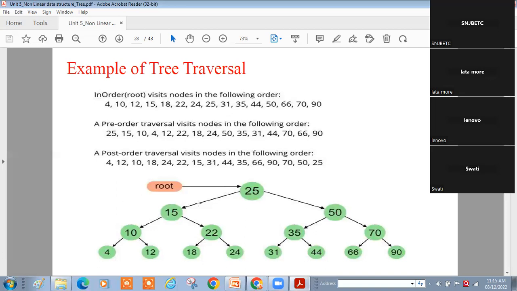Now see students, here is your root. This has a left hand side, and here is the right hand side. When I'm following in-order, what does in-order mean? For in-order, the root is in the middle. First I have to do left, then root, and then right.